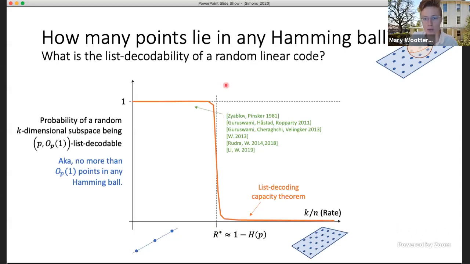There's some threshold rate. And if you back off from that by a little bit, so you look at a slightly lower dimensional subspace, then with really high probability, you'll satisfy this property. Not too many points will be in any Hamming ball. And if you go a little bit above that, so you look at a slightly higher dimensional subspace, then with really high probability, you're not going to satisfy this property. There's going to be some Hamming ball that has tons of points in it. Right, so same basic picture.